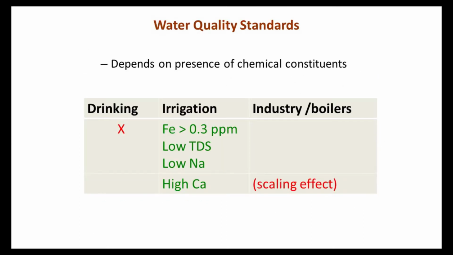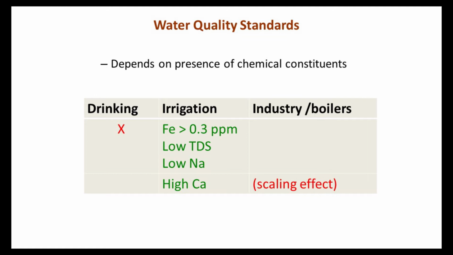Now we will talk about water quality standards, which depend on the presence of various chemical constituents. The water quality which may be useful for irrigation may not be useful for drinking purpose or for industrial purpose or for industrial boilers.